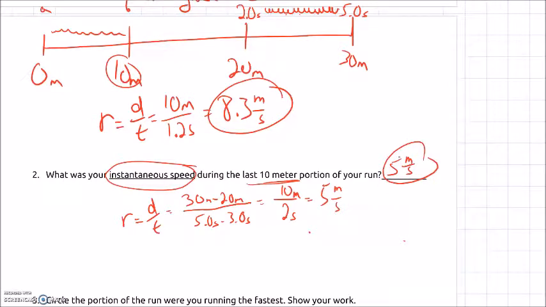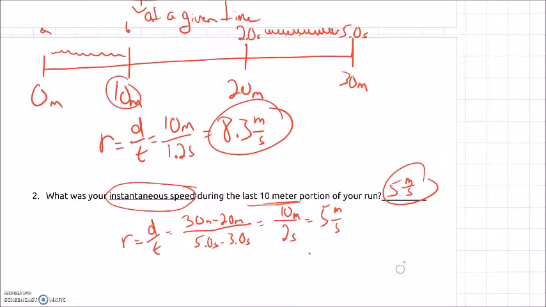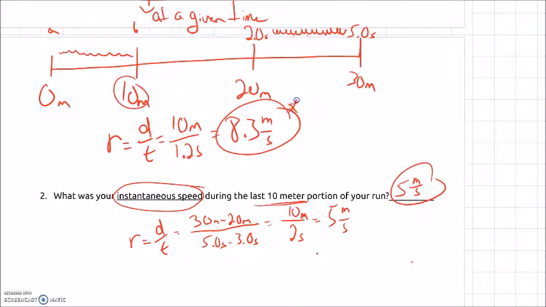So let's look at 1 versus 2, the first 10 meters versus the last 10 meters. The first 10 meters we ran at a rate of 8.3 meters per second, and our last section we ran at 5 meters per second. So our first 10 meters was faster than our last 10 meters in this particular case.